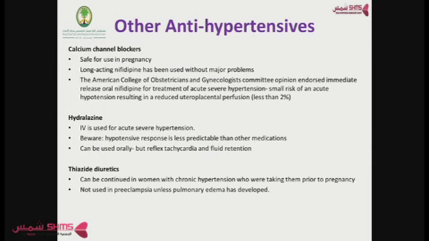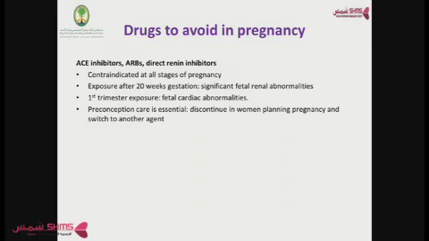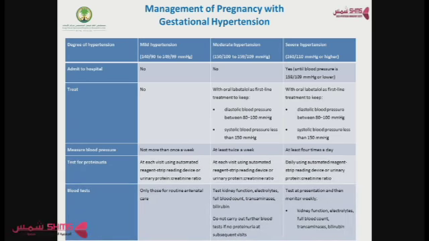Other antihypertensive medications, hydralazine, diuretics, if the patient needs them for other indications, are quite safe. The only ones that we don't like in pregnancy are the ACE inhibitors and the ARBs, because they are associated with premature closure of the ductus, they're associated with renal problems, and there are some recent studies that show that they might be associated with cardiac defects if used in the first trimester. So these are medications that we avoid in pregnancy and even during breastfeeding.